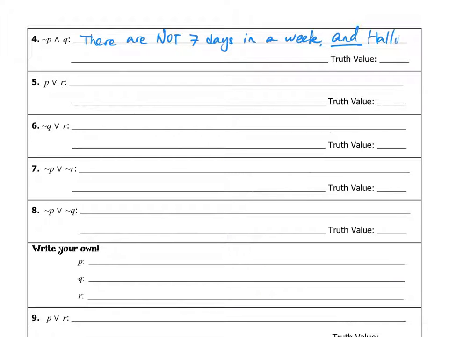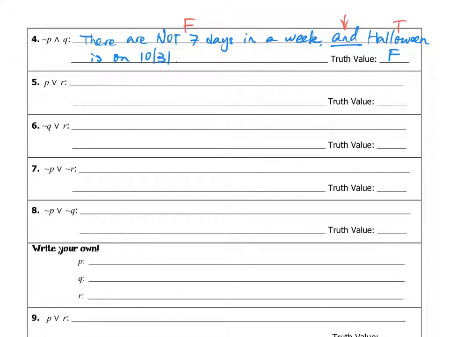Halloween is on October 31st. So in this case, we obviously have a statement that's false. So this statement is false and this statement is true. But because it's a conjunction, the final answer of this is false. Obviously, put together, this statement is false.